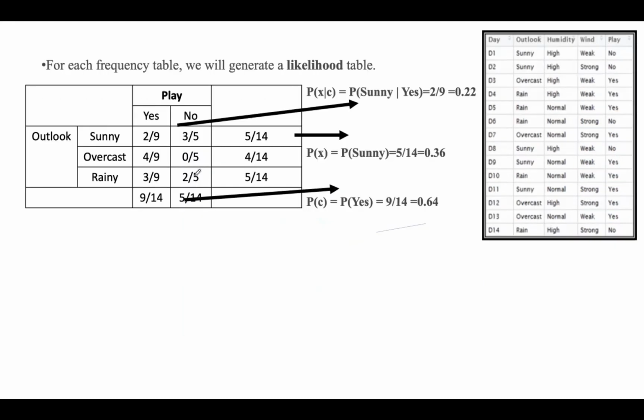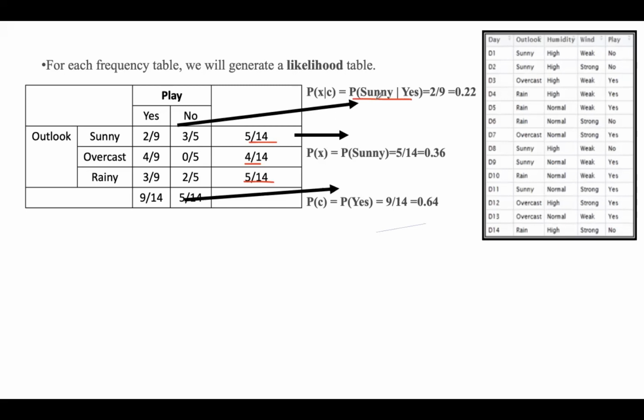So we got these. And calculate row wise addition. So 2 plus 3, 5. 5 by 9 plus 5 is 14. Here it is 4 by 14, and here it is 5 by 14. So that is the row wise sum. After this, calculate P of x given C, that is sunny given yes. So we are calculating for sunny now.